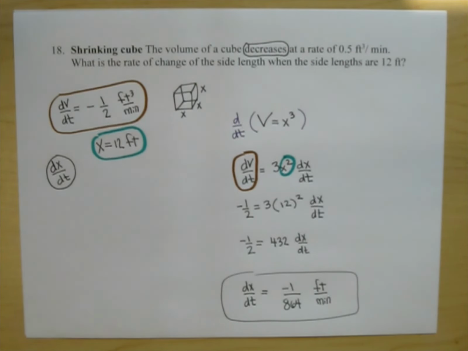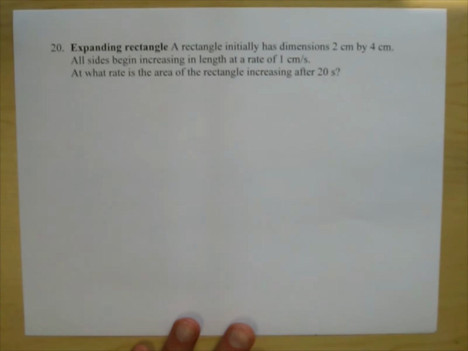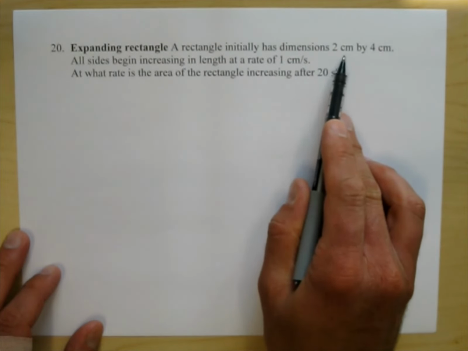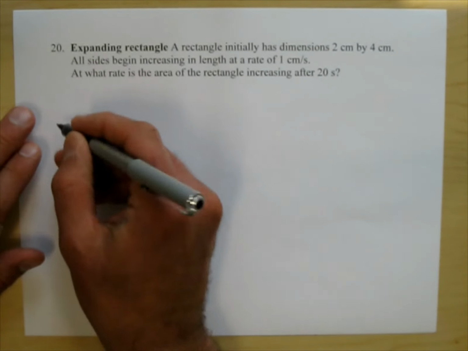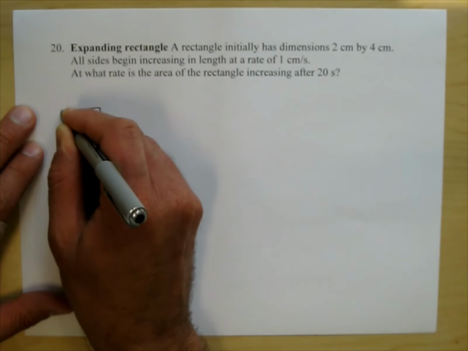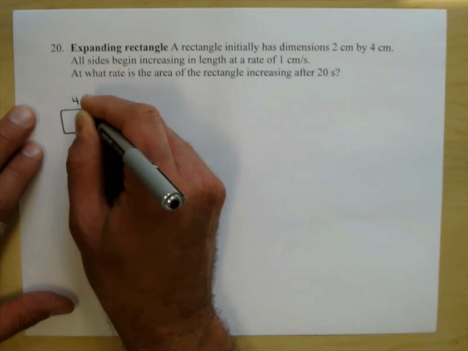One more problem for part 2, and that's going to be problem number 20, which is called expanding rectangle. So you have a rectangle that's growing. A rectangle initially has dimensions 2 centimeters by 4 centimeters. So that's weird that they would be telling us that. Let's just draw that. 2 centimeters by 4 centimeters.